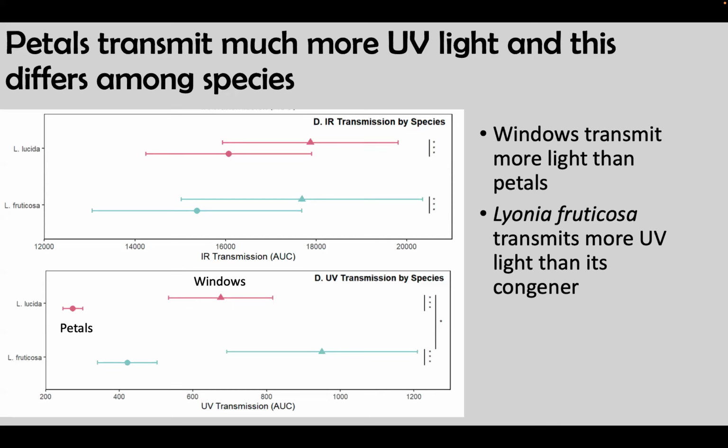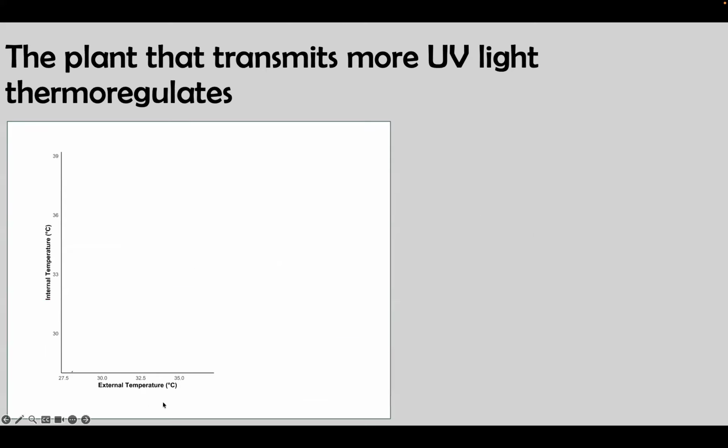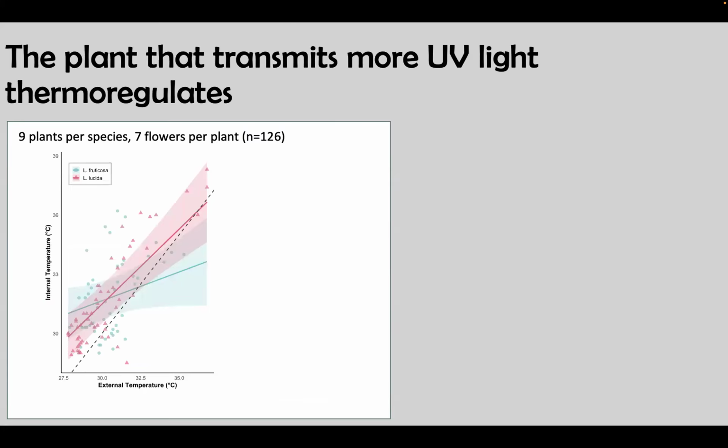Then what she did was put thermocouples in all of the flowers and then right next to them outdoors. So she measured the external temperature and the internal temperature of those flowers simultaneously for 9 plants across 7 flowers per plant for each species, with 126 samples. And she found something really cool. This is not a thing I had ever thought about, but there's very clear differences in thermoregulation.